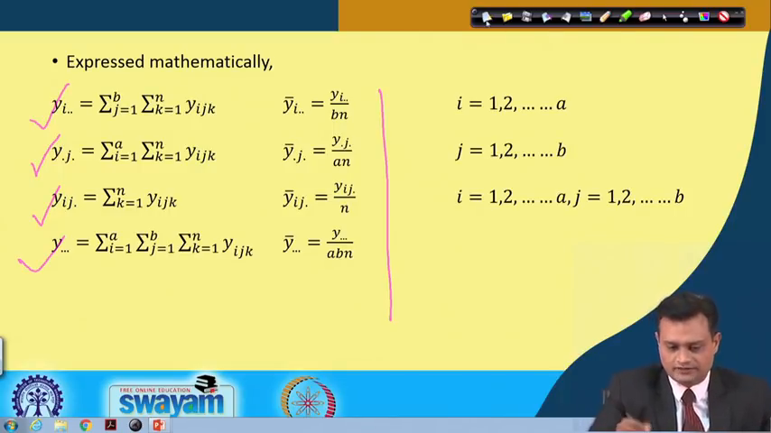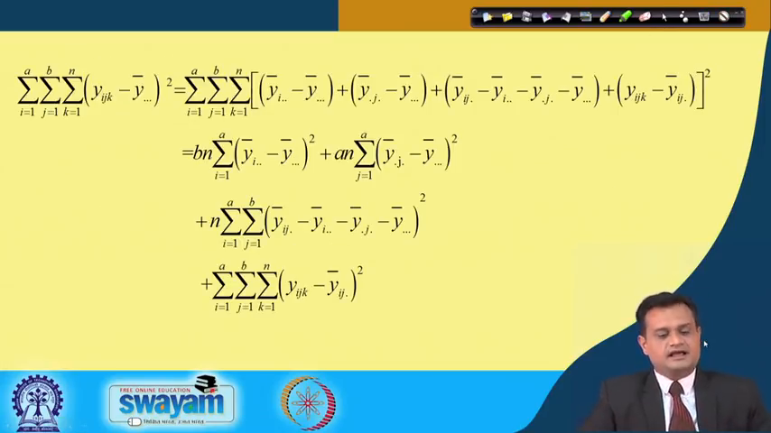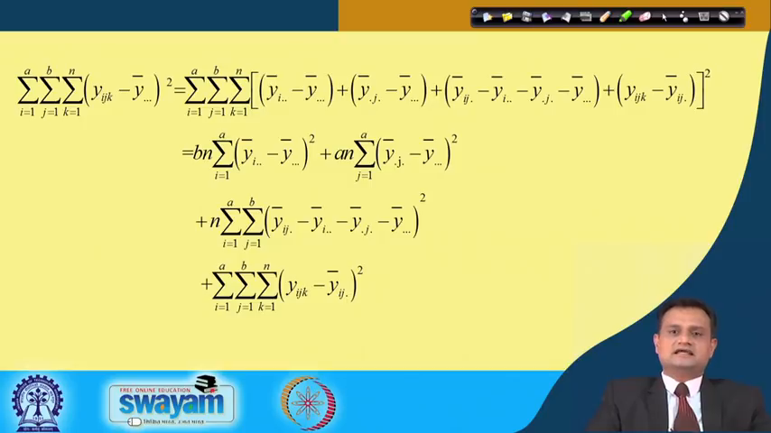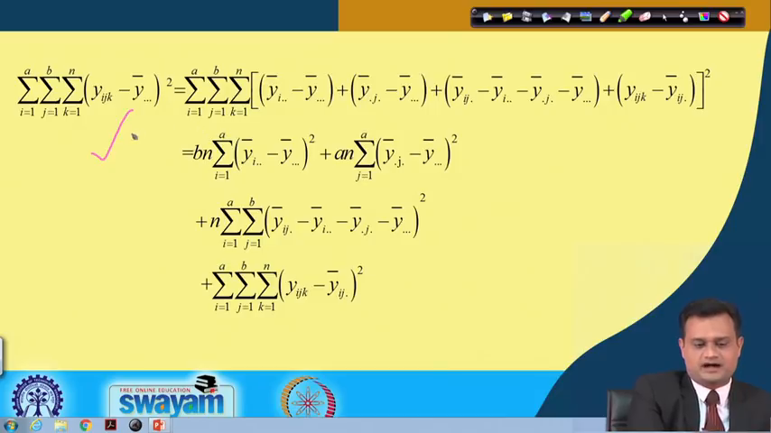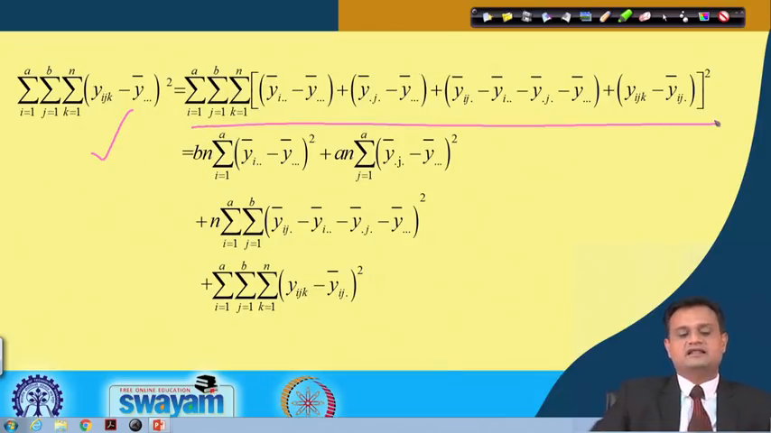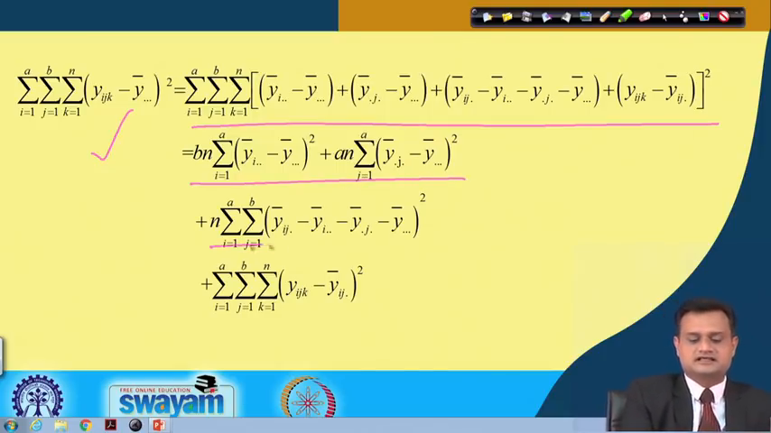I hope now you are comfortable, because we have done this many times. Now I want to find the sum of squares. My approach will remain the same: I will try to minimize the error component. I take the expression yijk minus y bar triple dot, the difference between the individual value and the grand mean, and square it. That will help me find the total sum of squares, the total variability in my data, and when I expand this expression I end up with these terms.